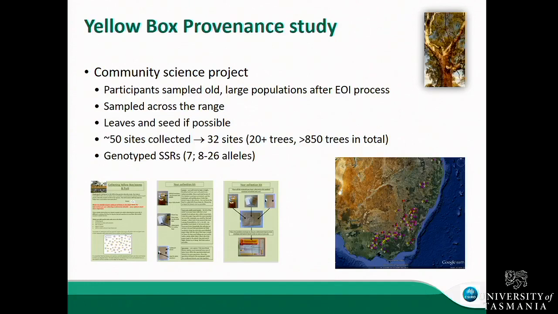We also collected seed. Some of that seed's been used, but some of it's still sitting there waiting for me to find a student to work with it. Megan's done a bit of work on it, which is great, but there's still more to be done. So we genotyped with 7 SSRs. I'm sorry, it's not thousands of SNPs, but please remember this is nearly 8 years ago now. But we did have 8 to 26 alleles, so we were confident that the diversity at the time was reasonable.